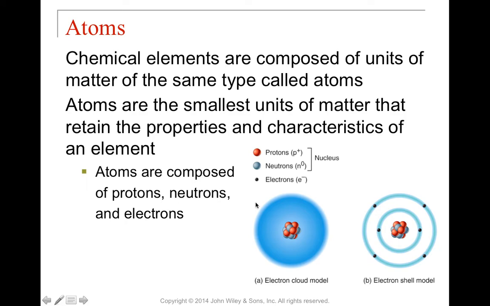So inside the atom, we have two major regions. We have the nucleus. The nucleus is the center. And then we have the electrons, which circulate around the outside. And this here is shown as the electron cloud model. It's more like a bubble or a film of electrons that race around the outside.